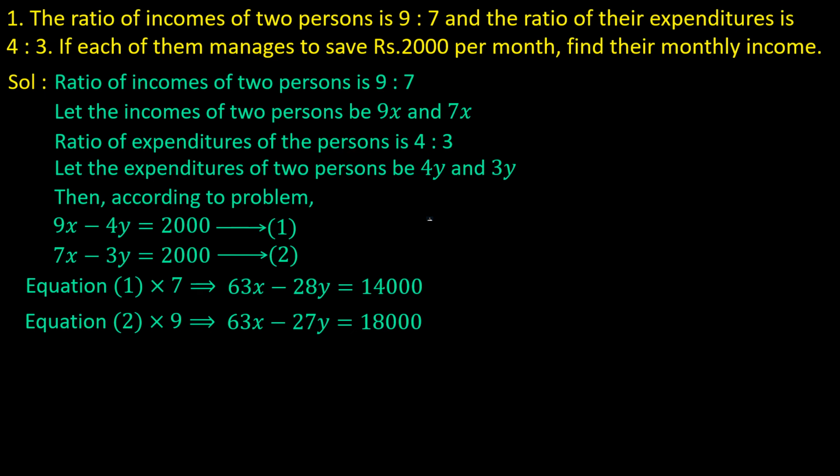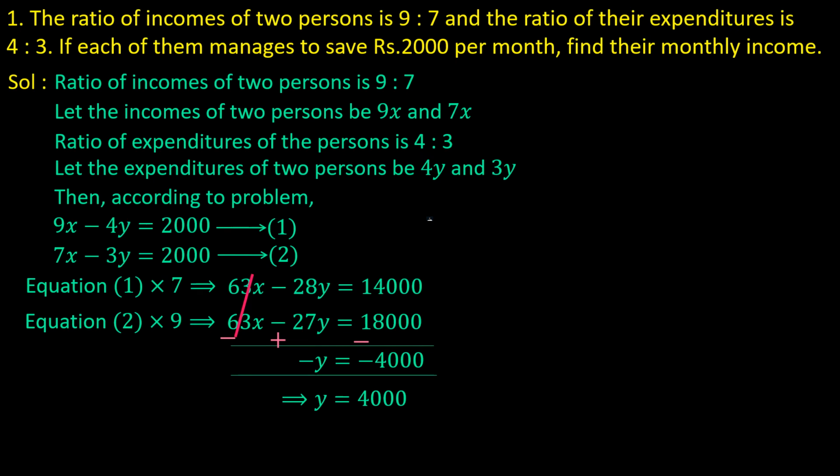And now let us solve these two equations. So here the coefficients of x are 63 and 63. That is, both are of the same sign. That's why we are subtracting these two equations. While subtracting the equations, we change the signs in the second equation. Now 63x minus 63x will be cancelled, and minus 28y plus 27y is minus y, equal to 14,000 minus 18,000, which is minus 4,000. That is, minus y is equal to minus 4,000, and from this we can write y is equal to 4,000.